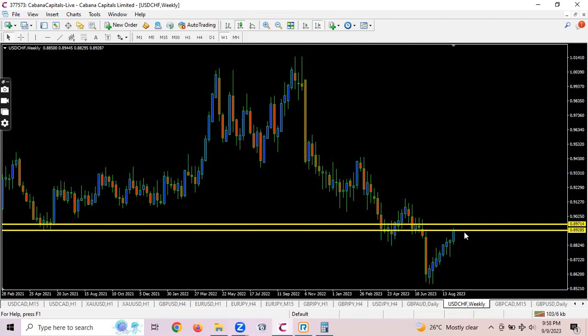Would it hold? Okay, but we can't just jump in and start selling. So that could be our first reason for considering selling. The market just hits a key resistance level. Okay, so let's go down to daily.